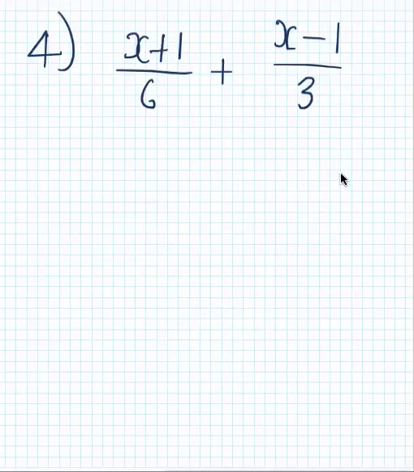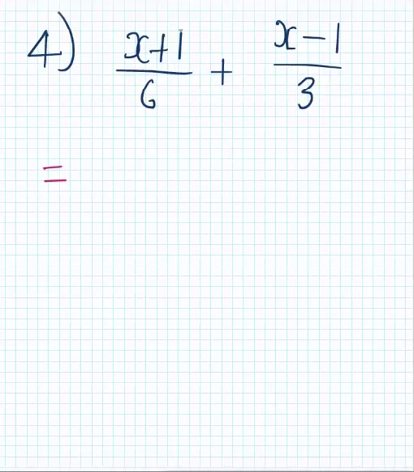Now, with this question here, they're starting to get more tricky, but this is just as easy as the other ones. So try and have a go. If you find it too challenging, then you don't have to do it. But we've got 6 and 3 on the bottom as our denominators. And on top, you notice we have x plus 1, and then on this side, x minus 1.